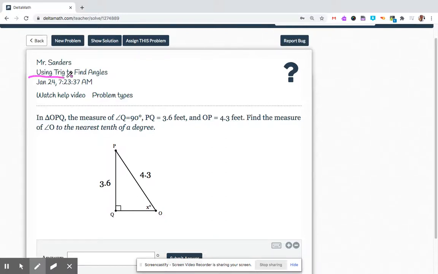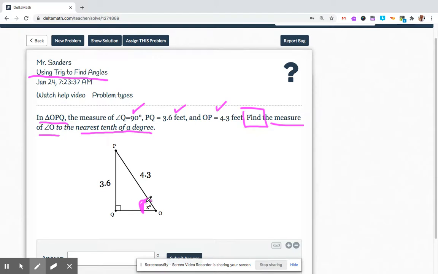We are using trigonometry to find angles. As always, we should read the question carefully and make sure everything is marked on our diagram before we start. In this triangle OPQ, the measure of Q is 90, marked already with the 90-degree symbol. PQ is 3.6 feet. Everything's in terms of feet. OP is 4.3. That's the hypotenuse. And then we want to find the measure of angle O, to the nearest tenth of a degree.